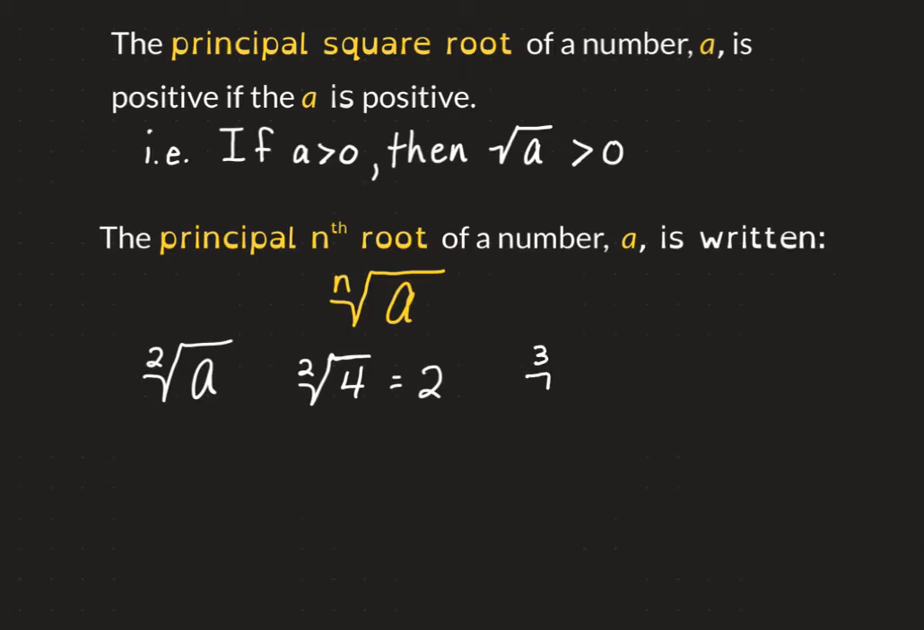If I ask you for the principal cube root of 8, well, what's 8 equal to? It's equal to 2 times 2 times 2. So the cube root of 8 would be 2, because it shows up 3 times as a factor.